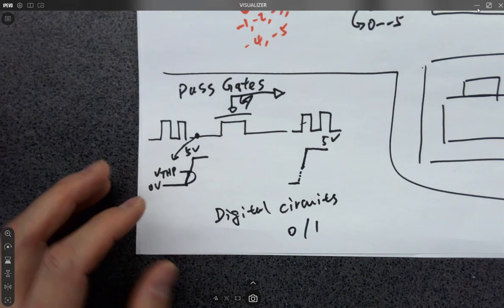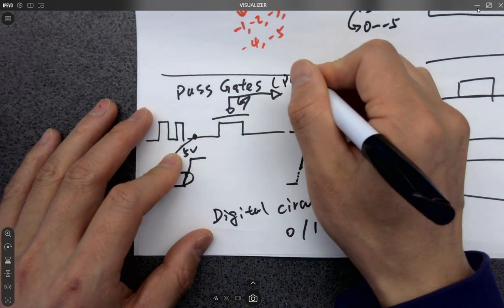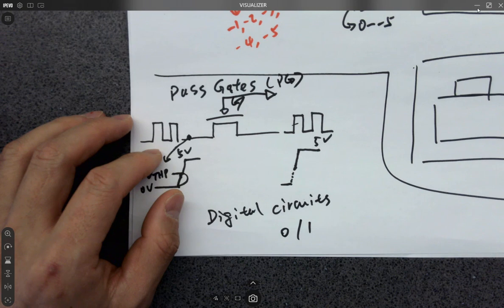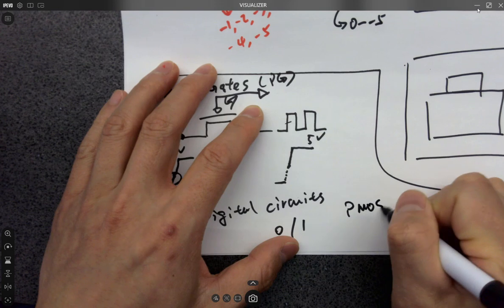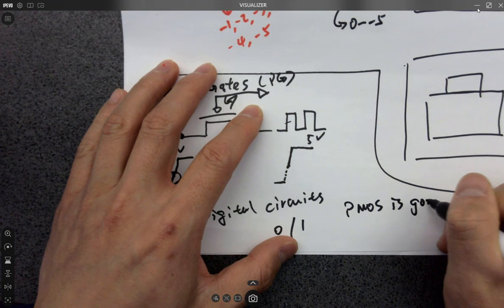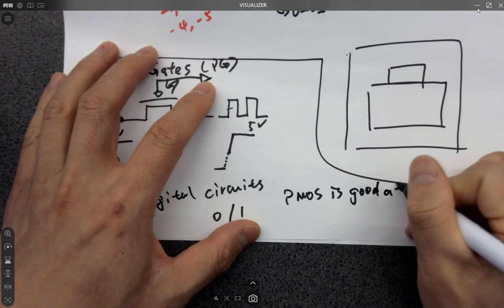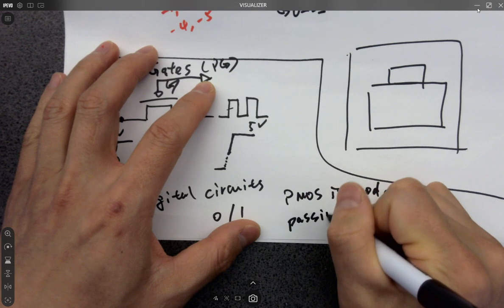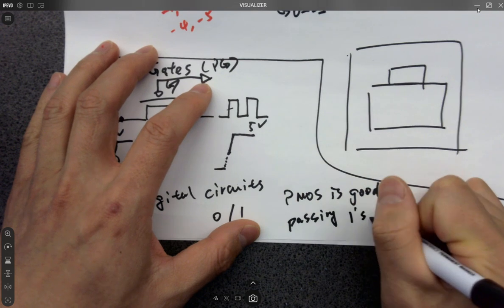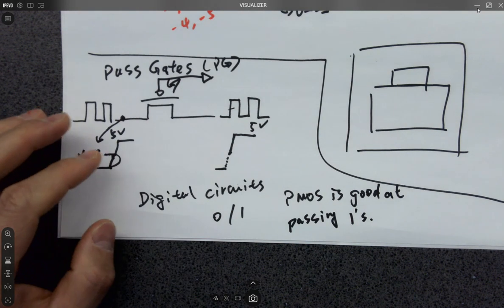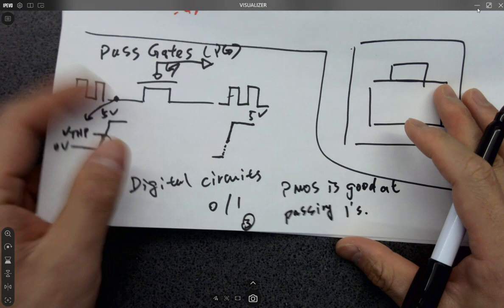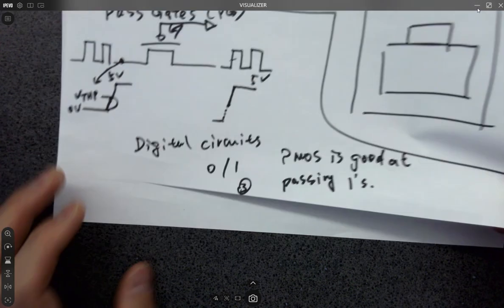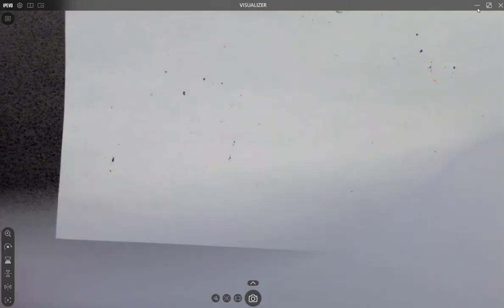Okay, so this is one type of pass gate, or PG. So keep in mind, PMOS is good at passing 1s, but not good at passing zeros. Because of that, all right? Let's look at NMOS.